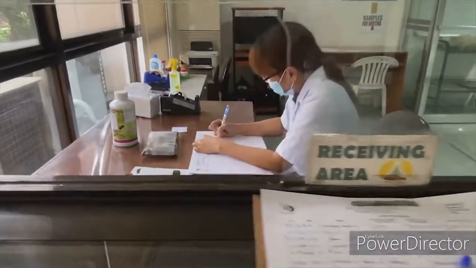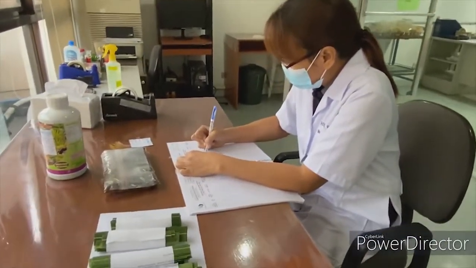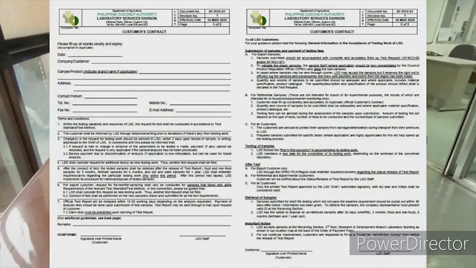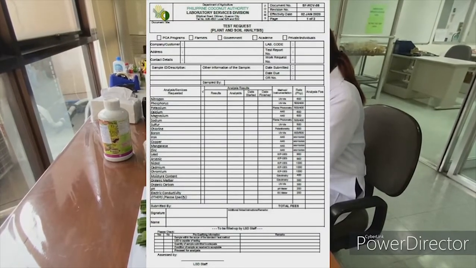For plant and fertilizer samples, a minimum of 500 grams of sample is required. The customer will be asked to fill out the customer's contract and the LSD staff prepares the test request and order of payment.